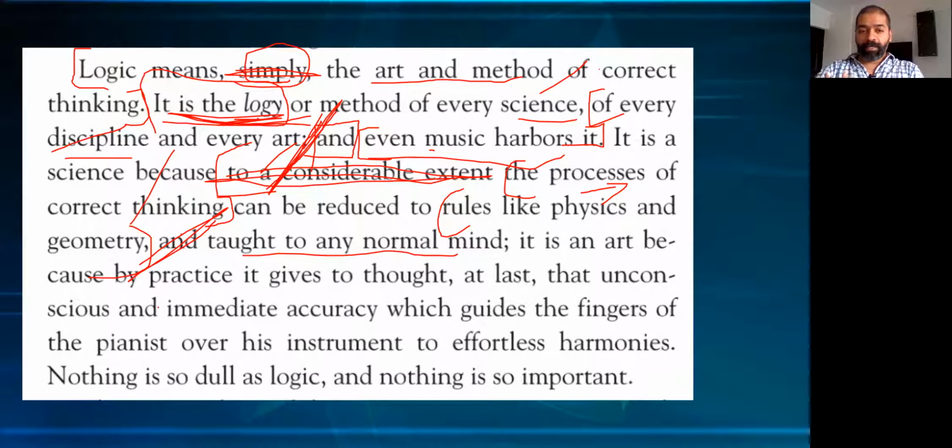Separate idea. It is an art because, see, it is a science because this is the reason. Watch out for this kind of symmetry in complicated texts. It is a science because the process of correct thinking has rules. So what is the assumption there? Science is based on rules.